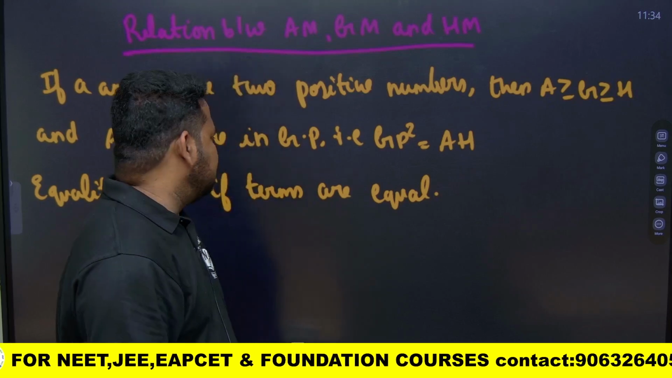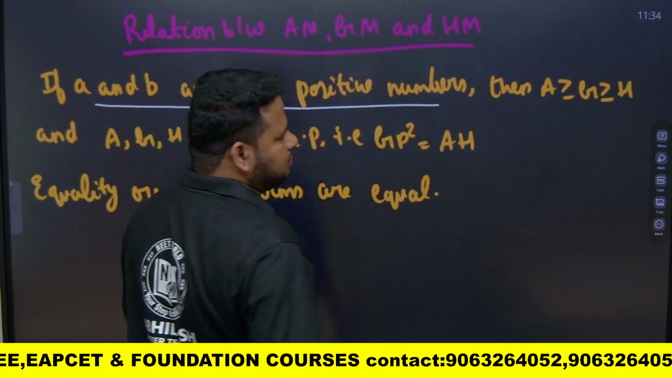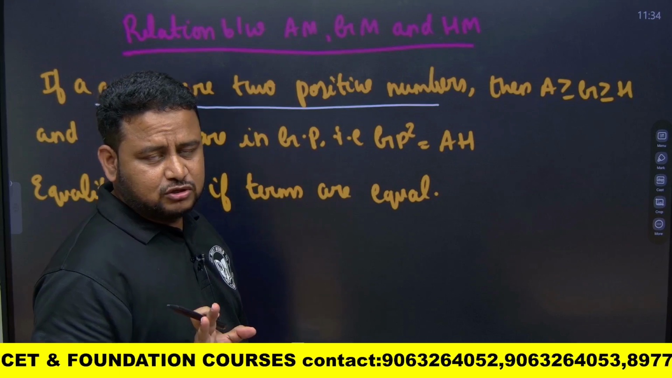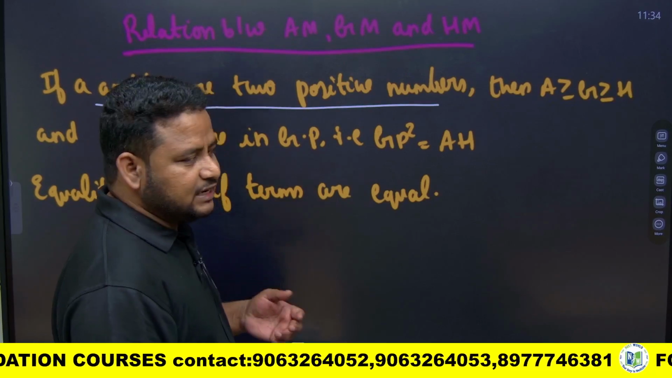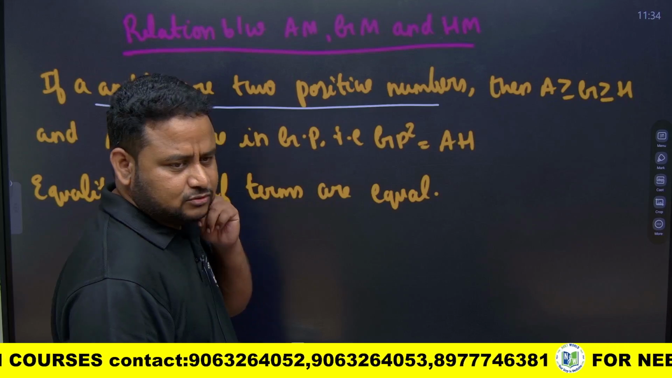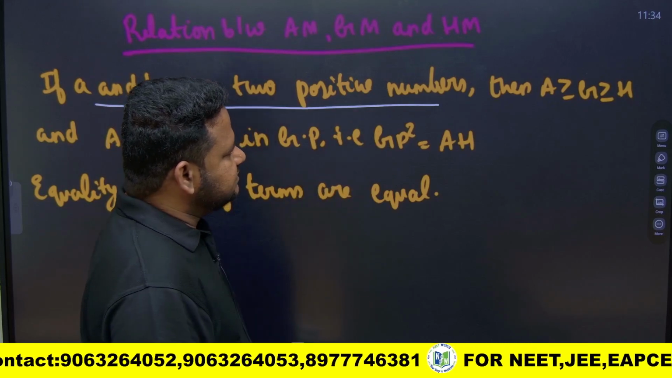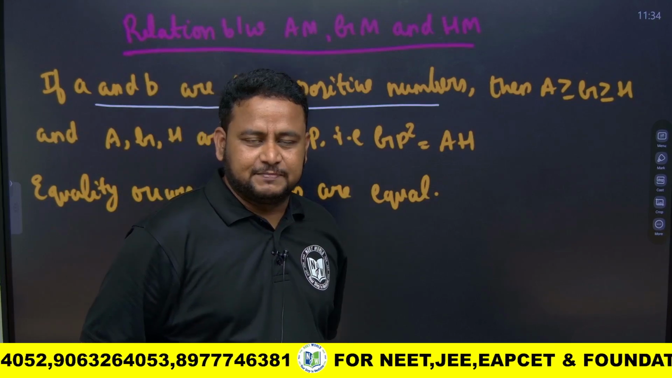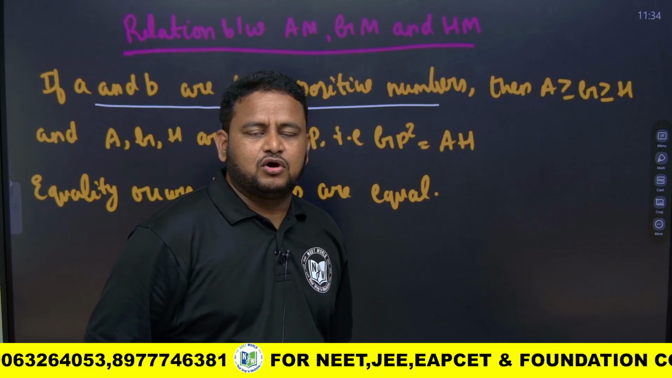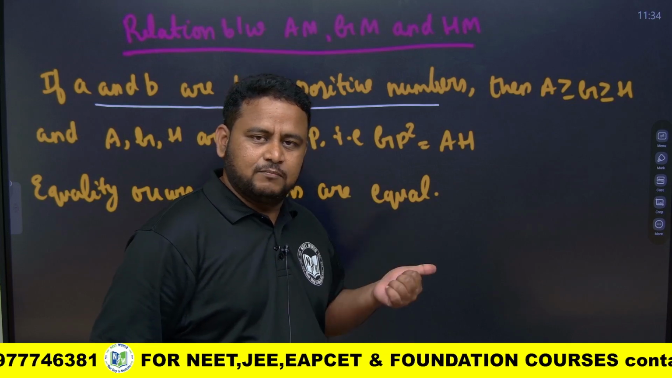Now they are telling, if a and b are two positive numbers, such calculations you should do yourself. There will be no spoon feeding in the class. You have to understand that and calculate. If you have doubts, you can put them in the comment section. If a and b are two positive numbers, then A is greater than G is greater than H. While talking about the relation between arithmetic mean and geometric mean, I told you it is for non-negative numbers. Here also we are talking for positive numbers only.